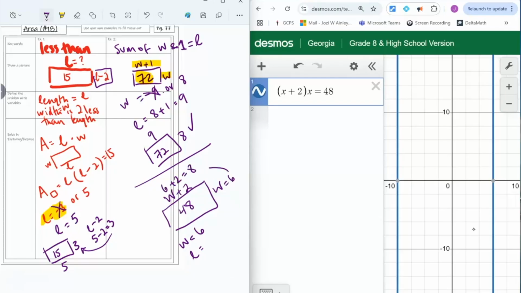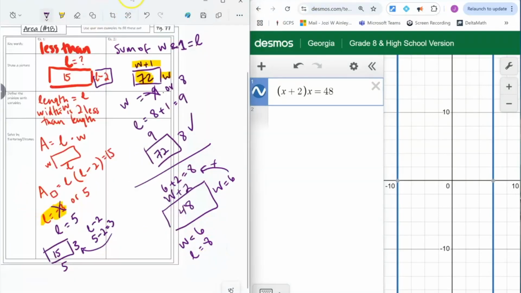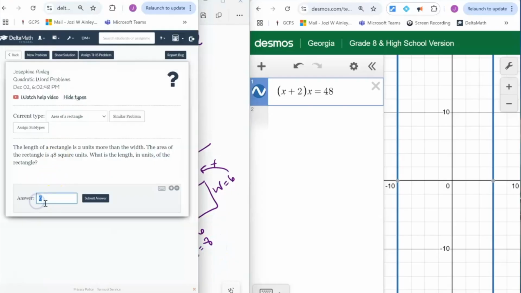And is that true? Is 6 times 8 48? Yes, it is. So that works out. So my length is going to be 8. My width is going to be 6. And depending on what the question is asking, that's what you're going to put in. So it's asking for length. What did I have my length as? 8. And so you're going to put in 8.